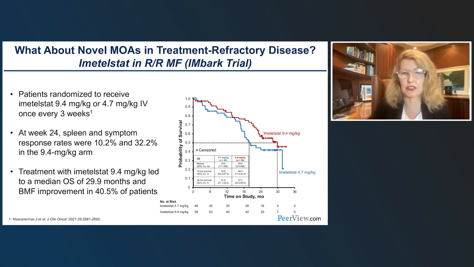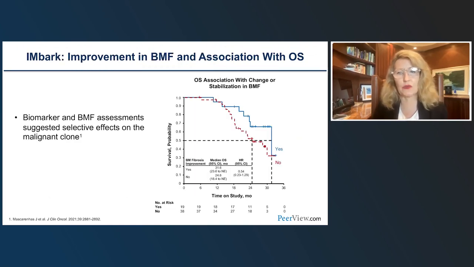And this coincided with bone marrow fibrosis improvement in 40% of patients. So again, it looks like if you can reduce bone marrow fibrosis, you may have an enhanced sustainability of response in these higher risk patients, relapse refractory myelofibrosis. Now, this takes us to overall survival.